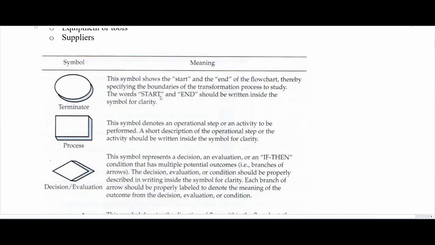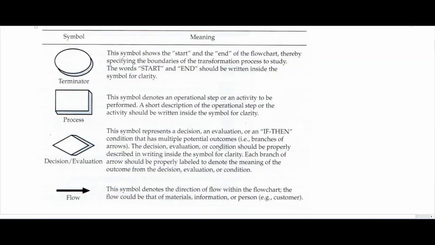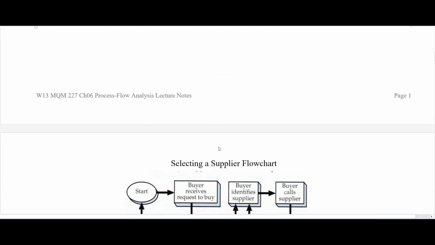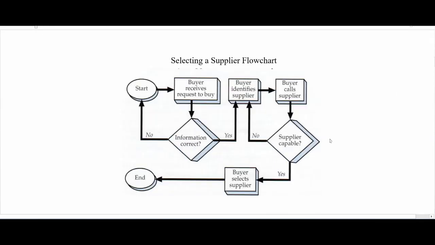These symbols are different than what we see in chapter 13, and it's just different. People come up with different sorts of symbols. So we select a supplier flow chart, and again, they start here.